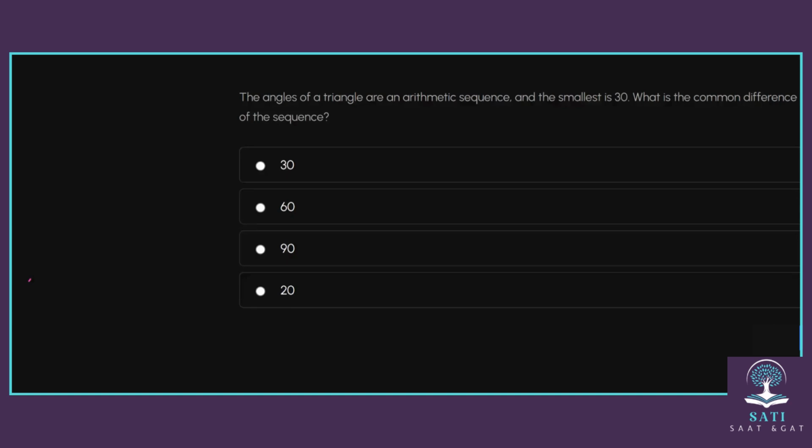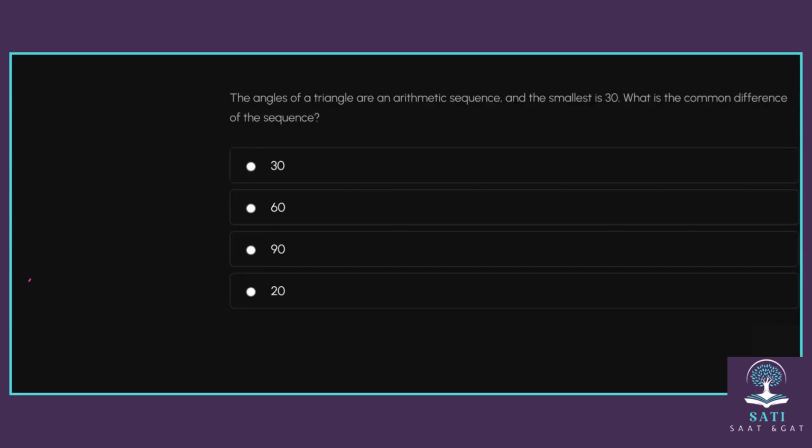The angles of a triangle are an arithmetic sequence, and the smallest is 30. What is the common difference of the sequence? Okay, we know that any triangle has 3 angles, right? 1, 2, 3 angles. And we know their sum. So the sum of these 3 angles is 180.